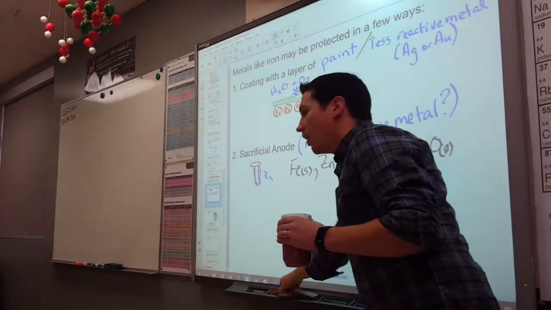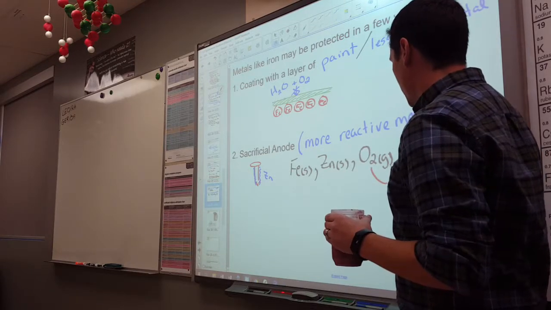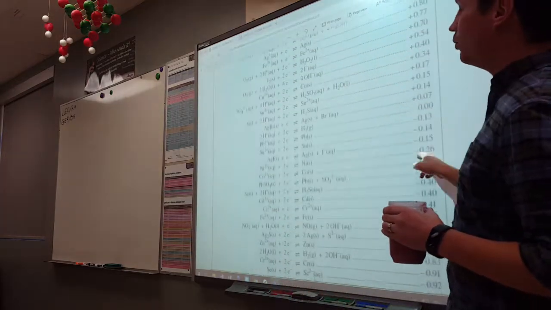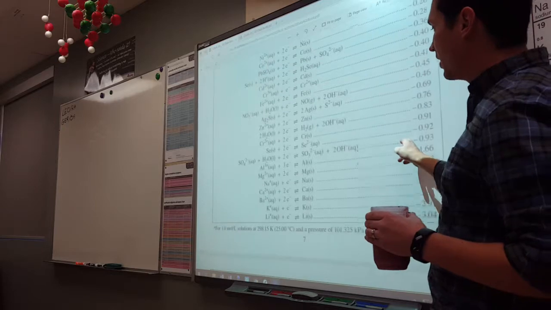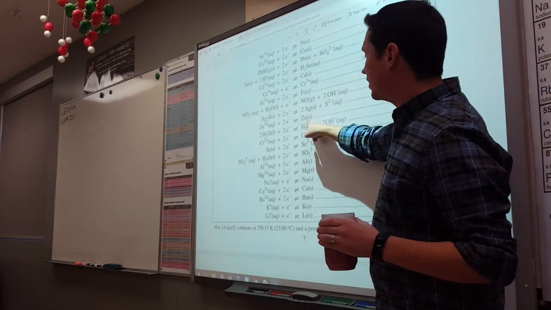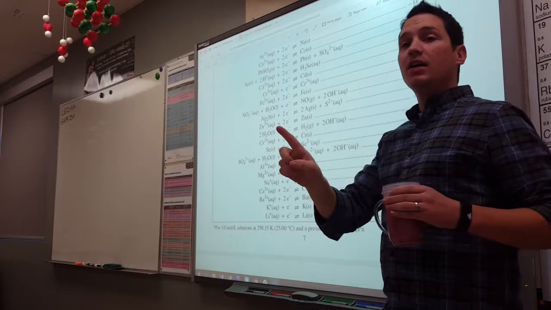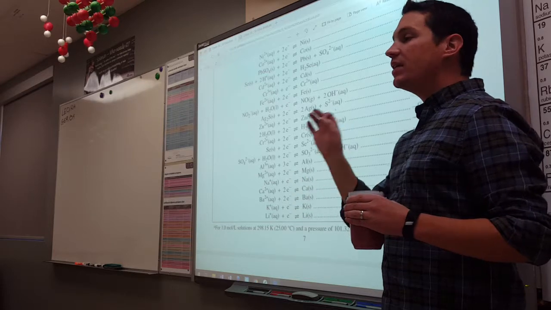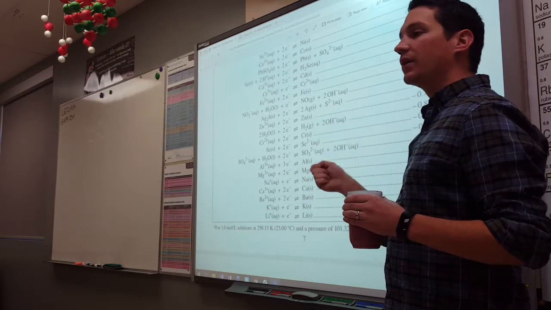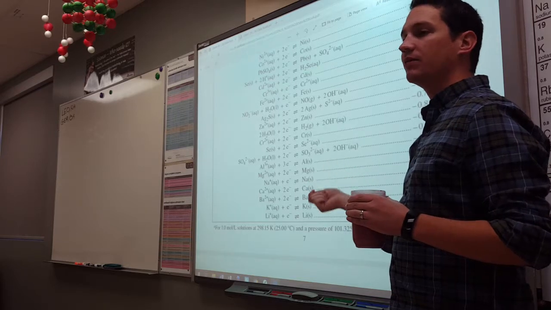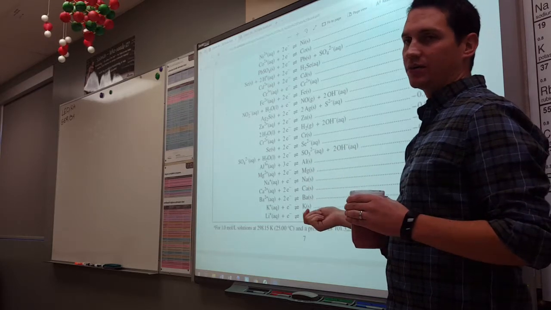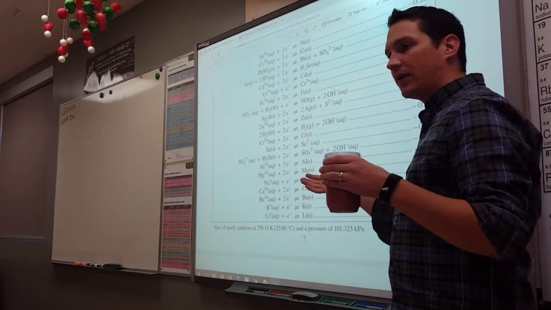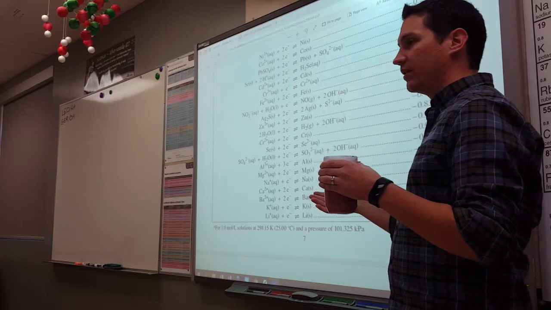The oxygen and the water, do you agree that this is still our strongest oxidizing agent? But now, between zinc and iron, which one is the stronger reducing agent? Iron's up here, but zinc's down here. So the zinc will react way before the iron does. So instead of getting the iron to react, the zinc will react. And then once the zinc is all completely reacted, then the iron will start to react. So what you're doing is you're giving yourself a buffer zone of a certain amount of time before all of the zinc totally reacts.